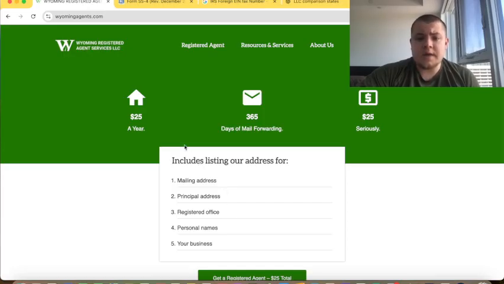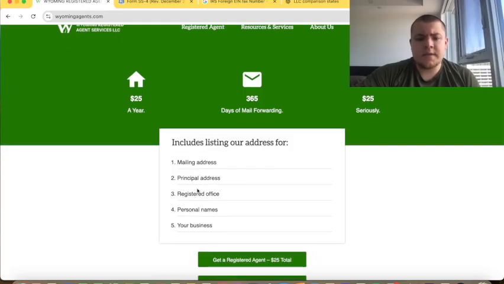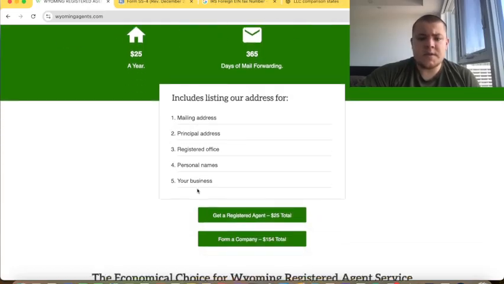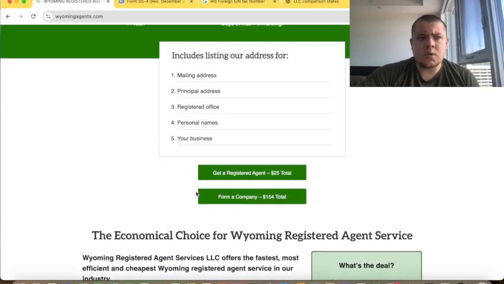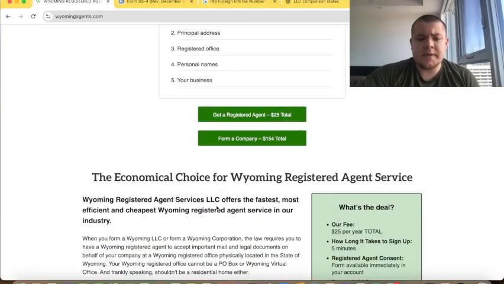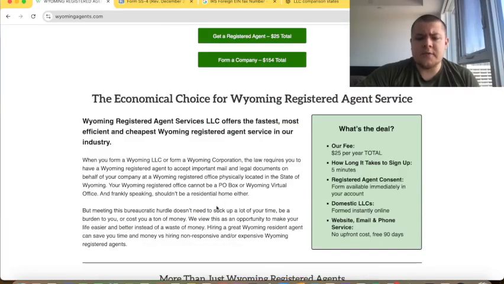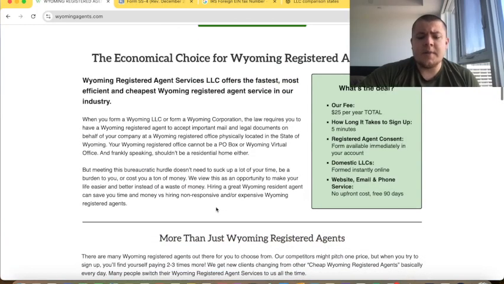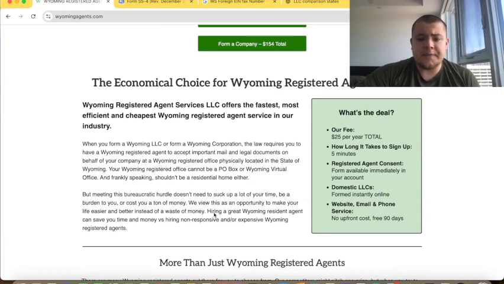So total cost was $25 per year, plus the LLC filing fee, which I believe I paid around $100 for Wyoming. So I had the mailing address, principal address for our business, my registered office, and the business registration. I believe they also offer phone answering and a few other services, but it was extremely easy to get this set up. I did it in like 30 minutes. I had my LLC. I think it took me like 1 or 2 days. It was an extremely fast process.